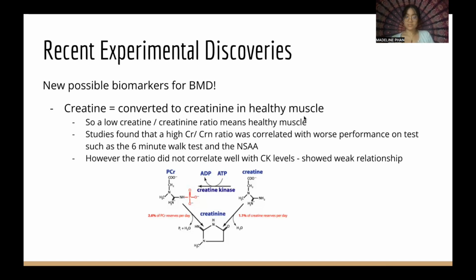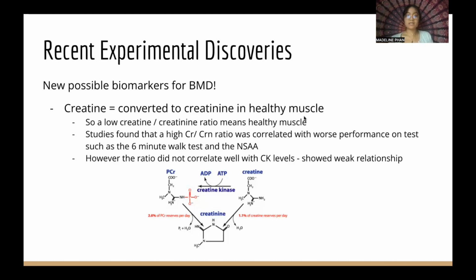With this hypothesis, researchers asked how to prove that this biomarker is sufficient for testing for Becker's muscular dystrophy when doing a clinical trial, when testing drugs, when testing success rates. So they took test subjects and put them through the 6-minute walk test and the North Star Ambulatory Assessment test, and also analyzed their creatine to creatinine ratios on the side.